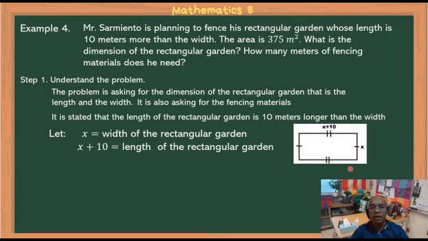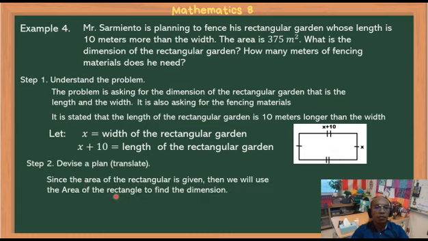So if this is the garden, we all know that a rectangle is a polygon whose opposite sides are equal. Since the area of the rectangular garden is given, we will use the area to find the dimensions of the rectangle. The area of the rectangle is given by the formula multiplying the length and the width. Since the length is x plus 10 and the width is x, this is now our expression to find the area given these measures of dimension.